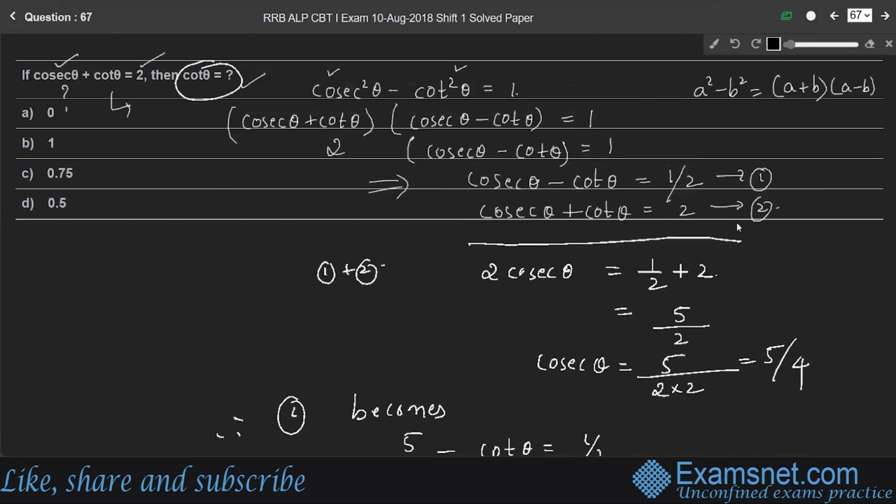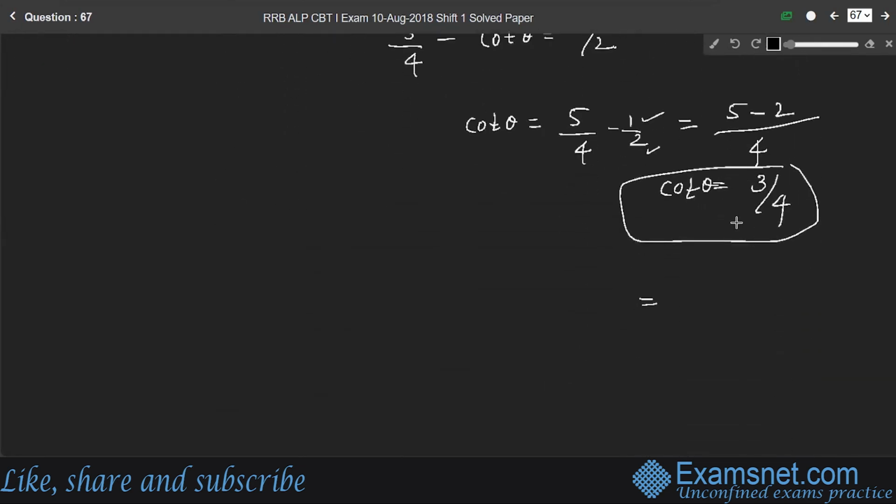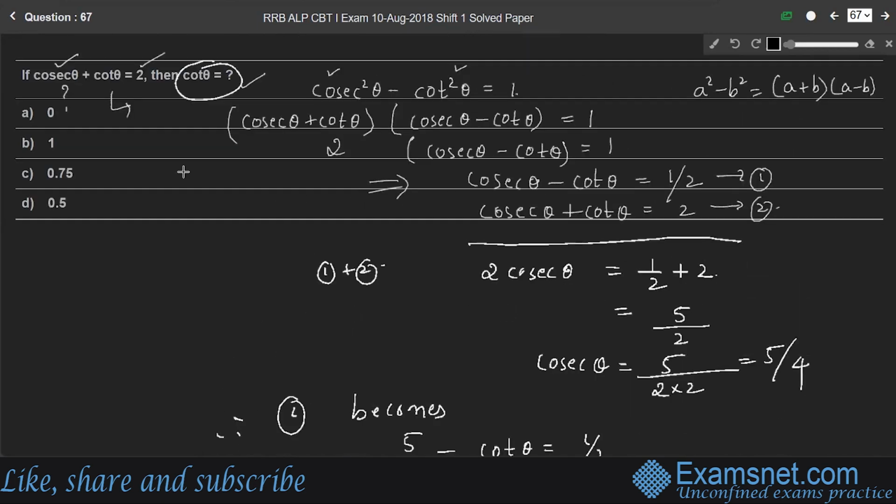So look at the options. 3 by 4. Options are in terms of decimals. So convert this into decimals. So 3 by 4 is 0.75. 7 into 4 is 28, 2 is the remainder, 4 into 5 is 20. Therefore, 3 by 4 means 0.75. Option C is the right answer.